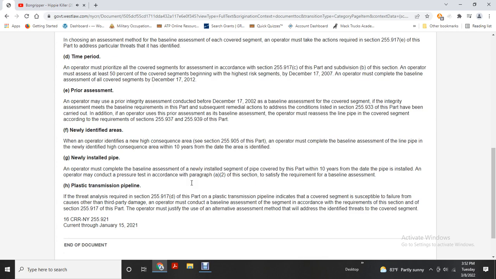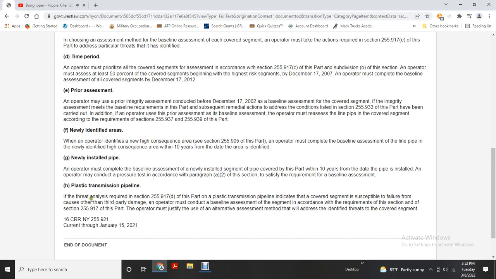Newly identified area: if the operator identifies a newly identified high consequence area, the operator must complete a baseline assessment of the pipe in the newly identified high consequence area within 10 years of the day the area is identified. Newly installed pipe: the operator must complete the baseline assessment of the newly installed segment of the pipe covered by this part within 10 years of the day the pipe is installed, and the operator may conduct the pressure test in accordance with paragraph 8.2 of this section to satisfy the requirement of the baseline assessment.